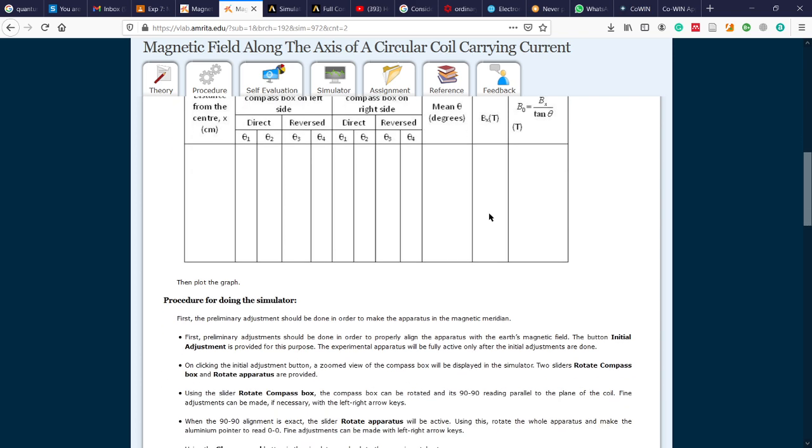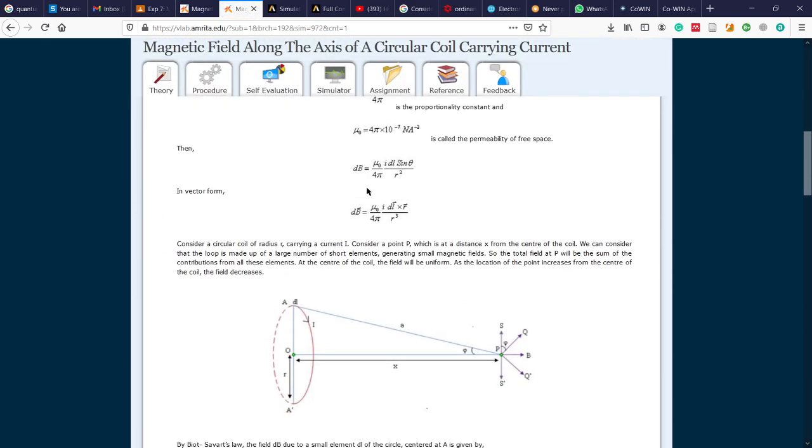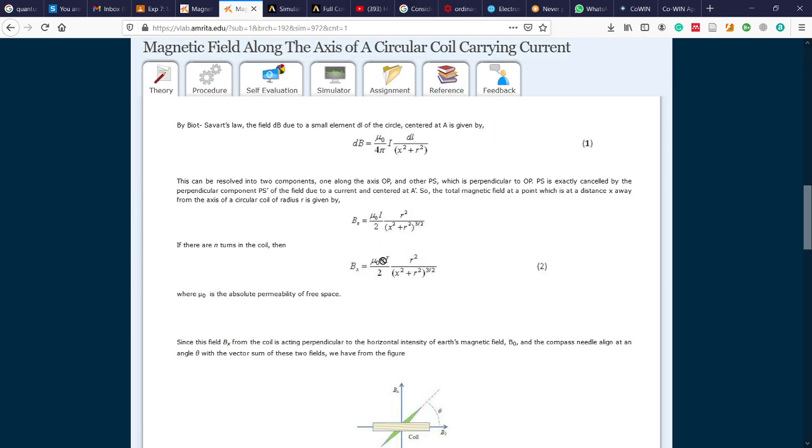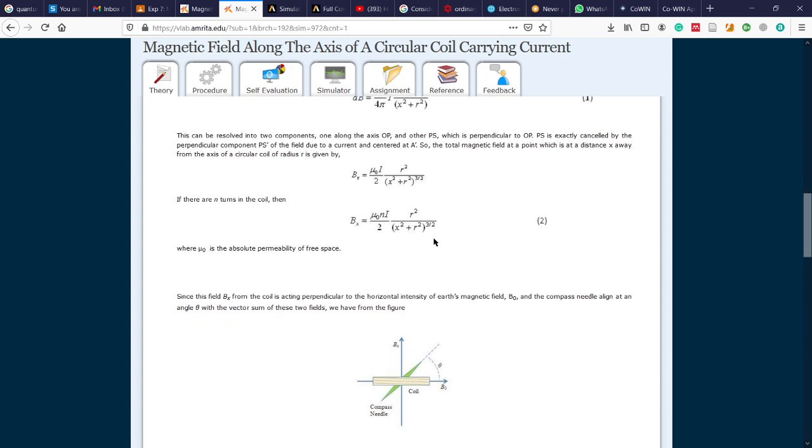Another way is the direct way. If we go back to the theory, we can see that this Bx is given by the formula mu 0 n I by 2, r square by (x square plus r square) to the power 3 by 2. What we have to do is give this n, this I value, mu 0 value, r, and this variable x value in this equation. We can easily get the theoretical value of Bx. In this simulator, the Bx value actually follows this formula.